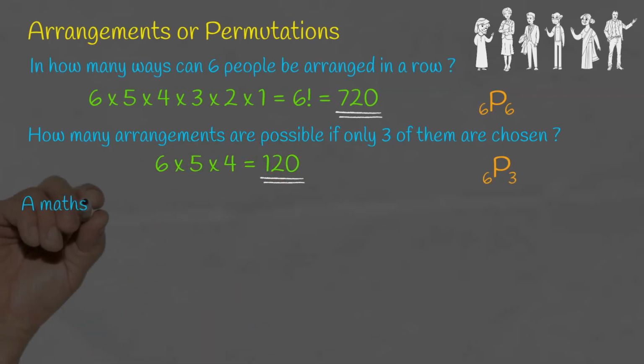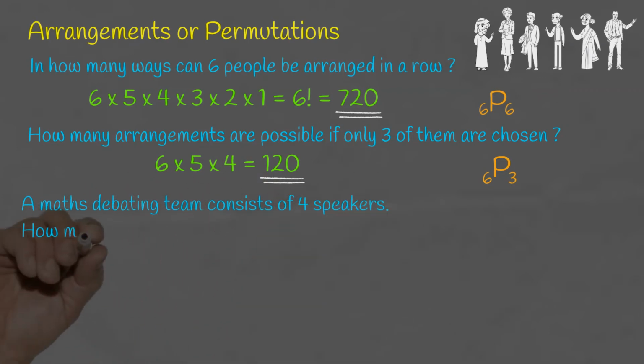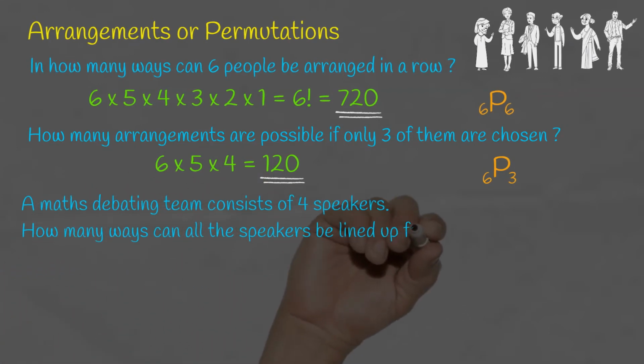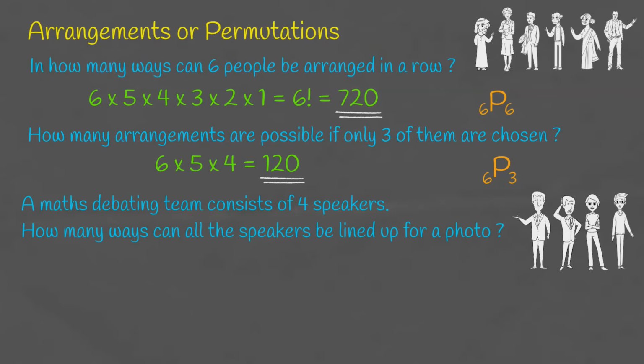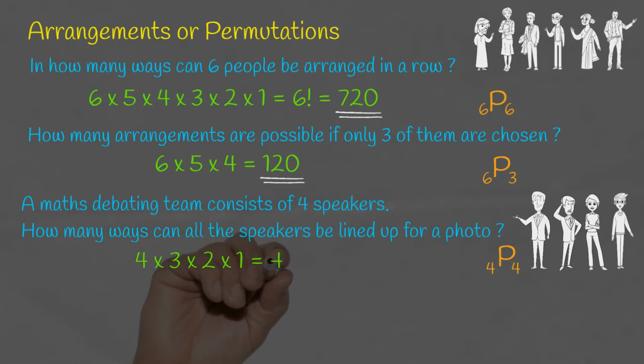In a very similar question, we have 4 speakers and we want to organise them for a photo. So in how many ways can we line them up? This can also be written as 4p4, 4 speakers, and we want to arrange 4. And as before, we have 4 choices of people for the first person in the lineup, but then we only have 3 people to choose from for the second position, and 2 for the third, and 1 for the last. So the answer is 4 factorial, or 24.